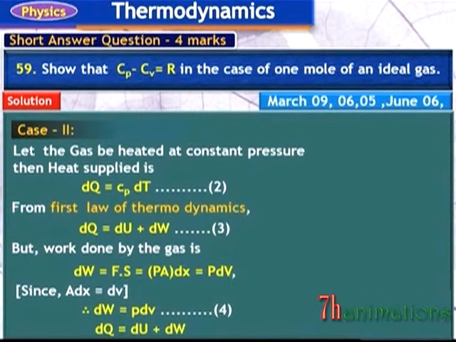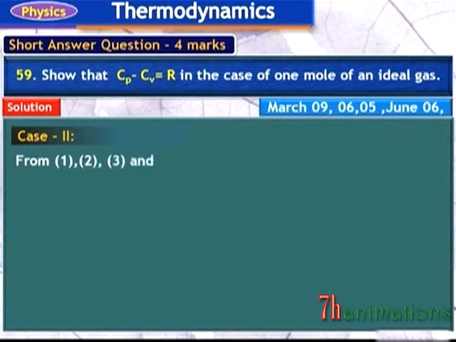Now using equations 1, 2, 3 and 4, you can write Cp dT equals Cv dT plus P dV. Here I am simply taking the first law of thermodynamics. dQ equals dU plus dW. dQ is nothing but Cp dT, dU is nothing but Cv dT, dW is nothing but P dV. We consider this as equation number 5.